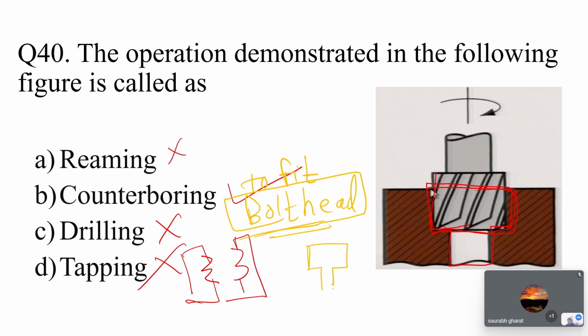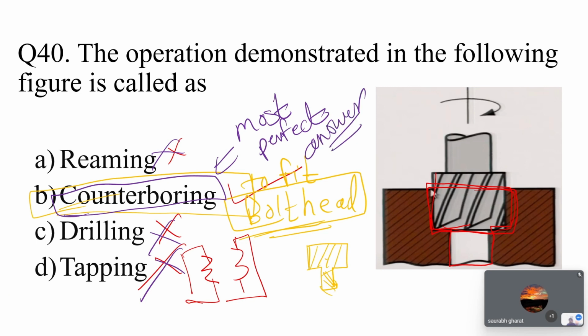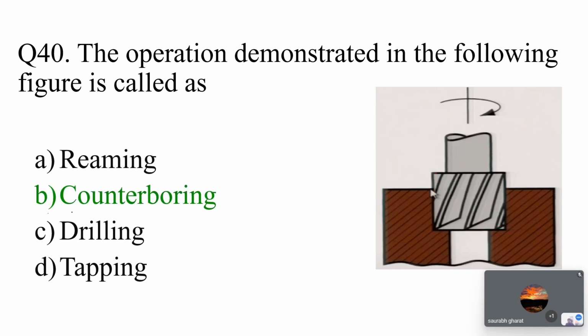So this will look something like this. Okay, your body. Here the bolt head will be there. For this reason we are doing the counter boring process. This is the actual reason behind the counter boring process. So this is not a reaming process, this is not drilling and this is not tapping. Counter boring is the most perfect answer. It must be a counter boring operation.